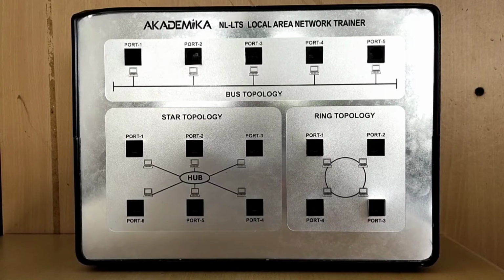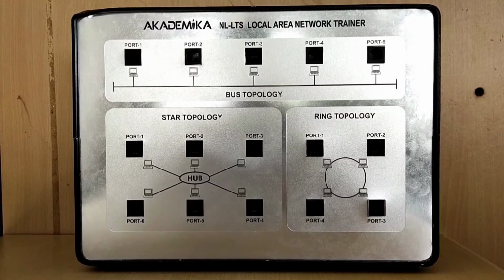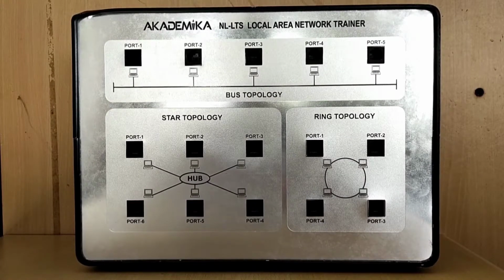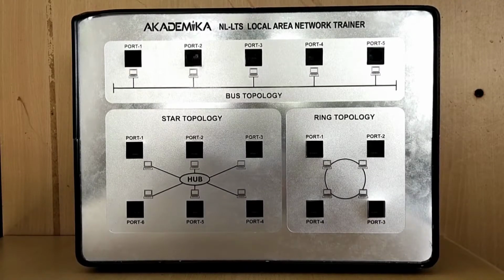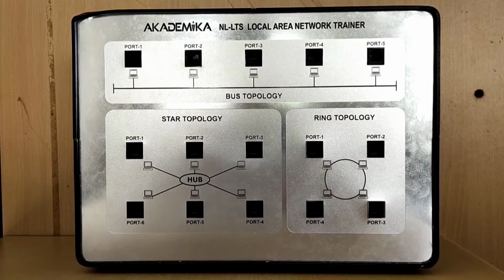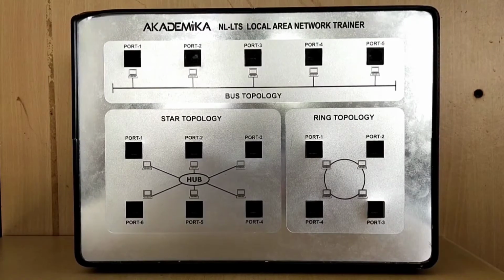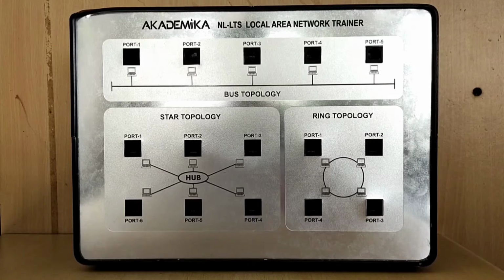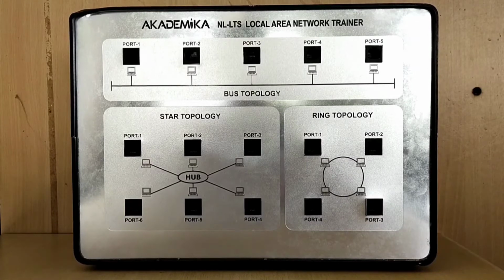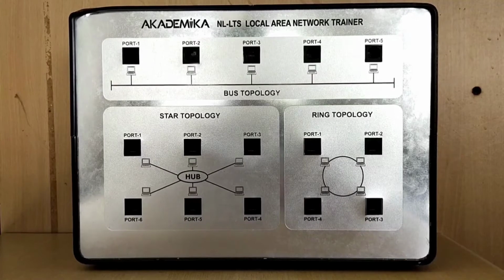Let me introduce you to the LAN Trainer system. As you can see, there are three topologies: bus topology, star topology and ring topology. Any topology can be configured with a number of machines connected to the central part using LAN cables. We can test a variety of protocols respective of the different topologies.